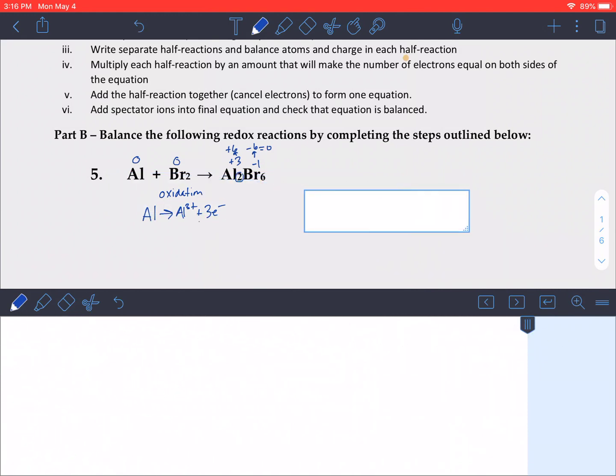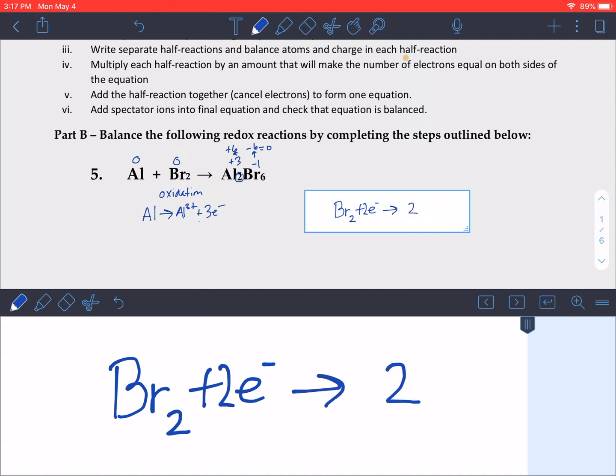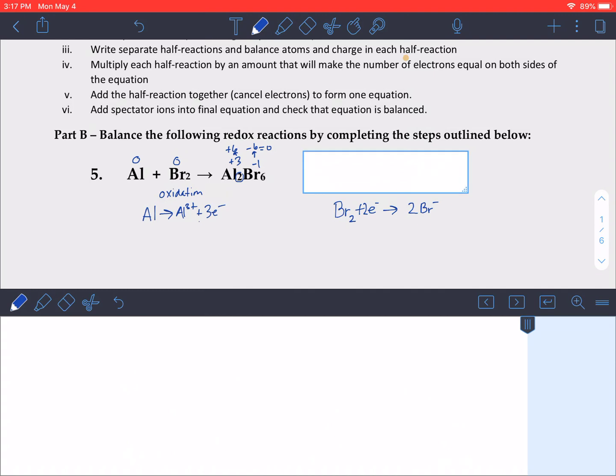Okay, now we're going to do the bromine reaction. So we start with bromine, the diatomic molecule. It's a gas, and it's going to become negative. So in order to become negative, you have to add electrons to it. But we need to add 2 electrons to end up with 2 negative bromine ions in this reaction. Now this one, it gained electrons. So gained electrons, reduction, GER. So this is reduction.